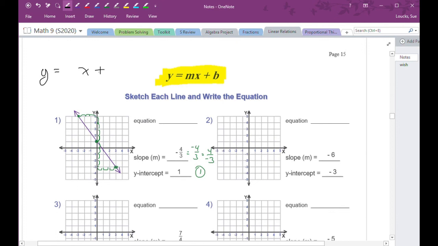y equals something x plus something. And what I'm going to do is replace the m, or this spot here, with the slope, which is always the m, negative 4/3 in this case, and my y-intercept, the b, is the 1. So that's the equation of this line. Okay, y equals negative 4/3 x plus 1.